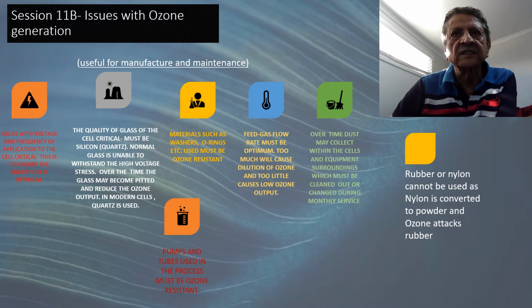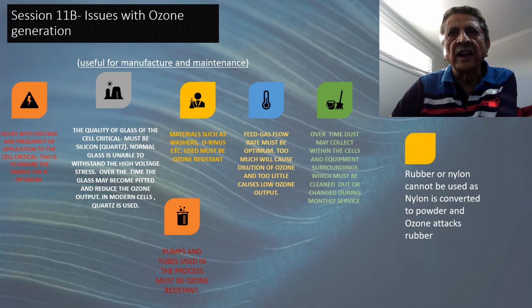The feed gas flow rate must also be optimum. If you pass too much of feed gas, there will be ozone product produced, but it will be diluted. If you pass too little feed gas, you will have a good output of ozone, but also at lower volume and therefore less concentration or less output.